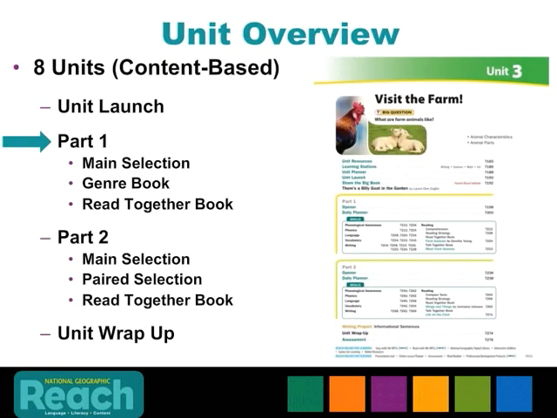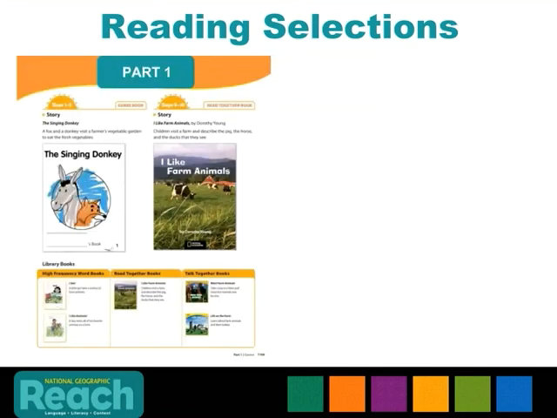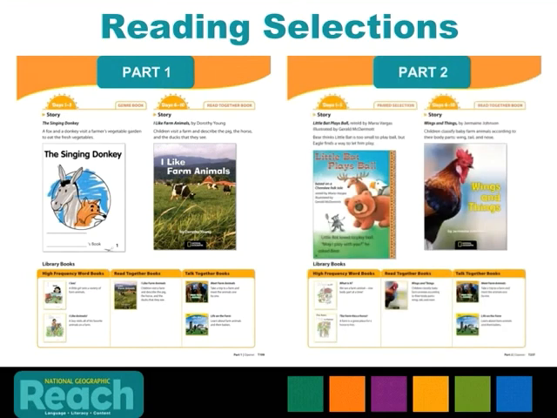Now that we've completed the unit launch, let's move on to Part 1. In Parts 1 and 2, the main selection will always be the Big Book selection that was read as part of the unit launch. Then, each part will have 2 additional reading selections. In Part 1, those selections will be a take-home genre book and a read-together book. In Part 2, you'll read the paired selection, the second selection in the Big Book, and a second read-together book.